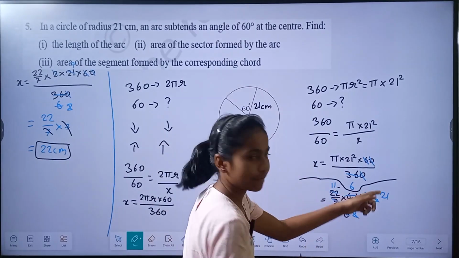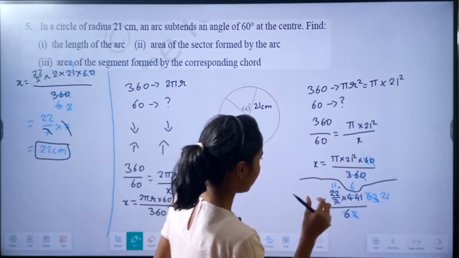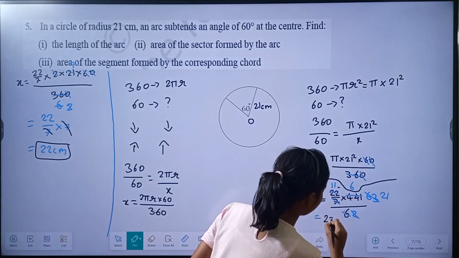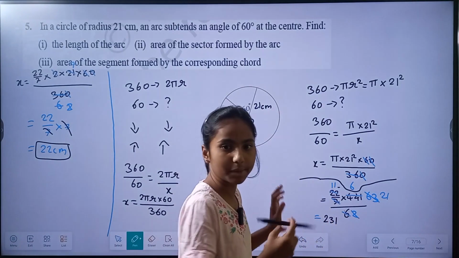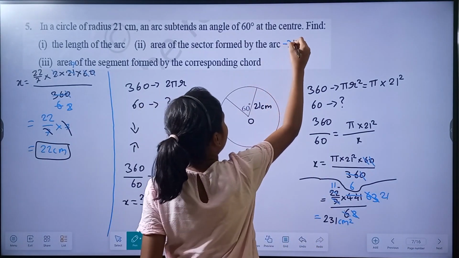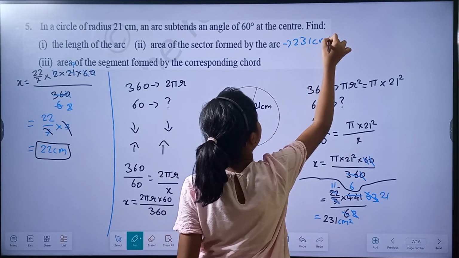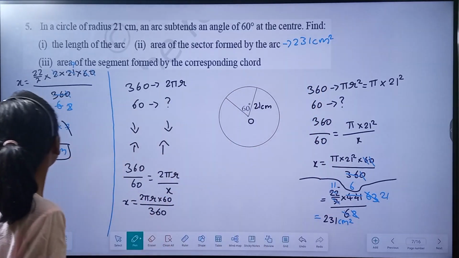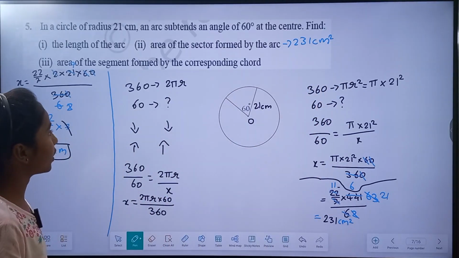Yeah, so 11 into 21, which is 231. 231 centimeter square. So this one I'll write over here: 231 centimeter square. Next, area of the segment formed by the corresponding chord.